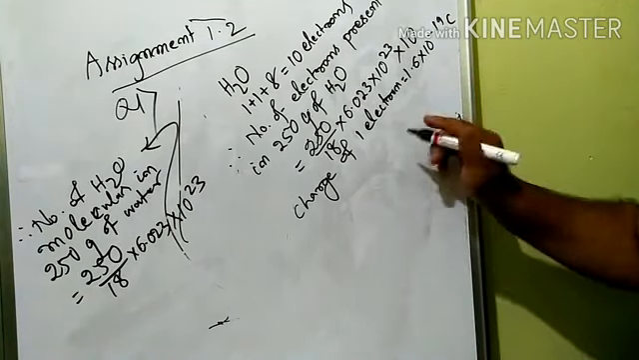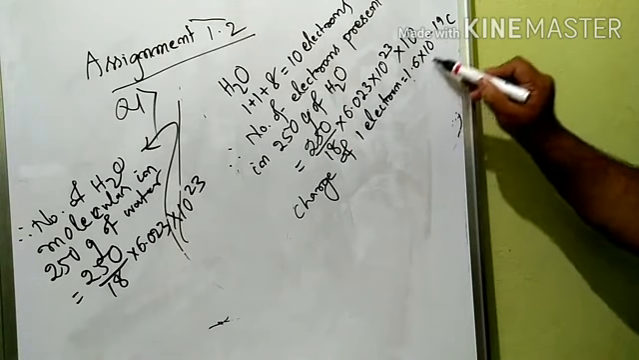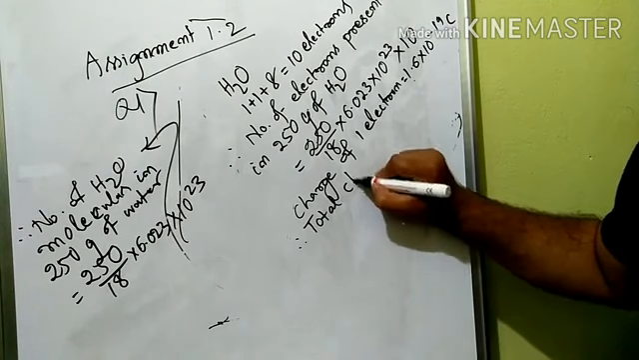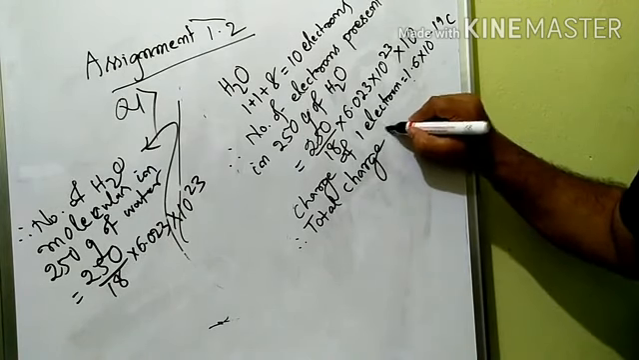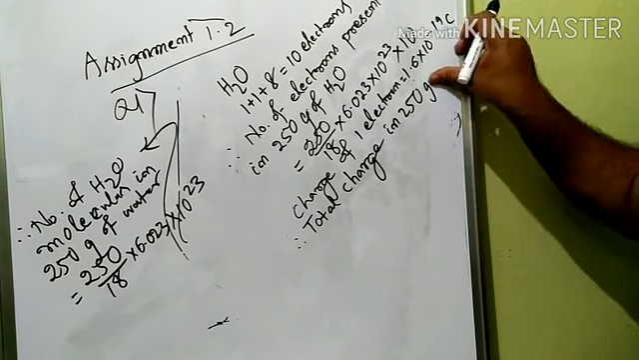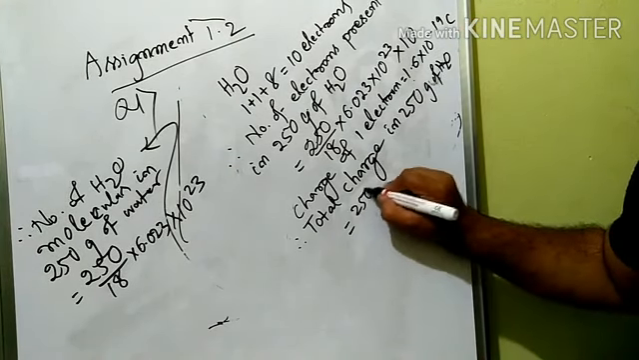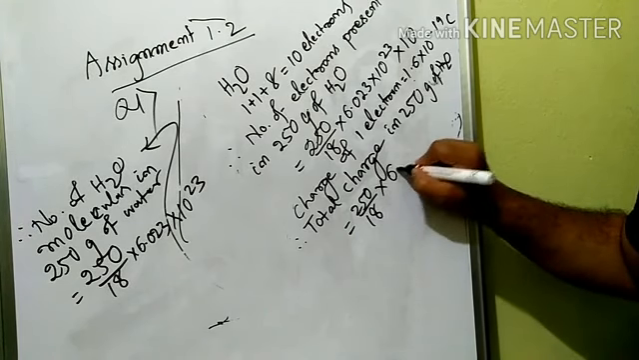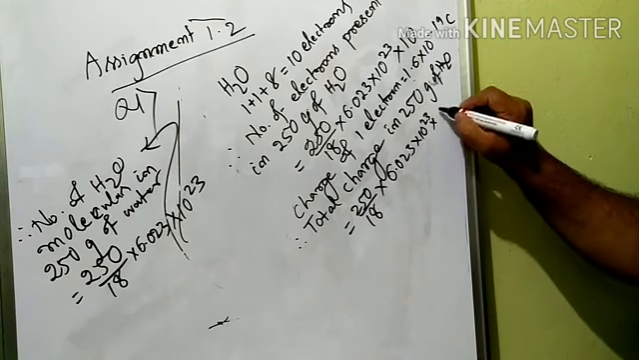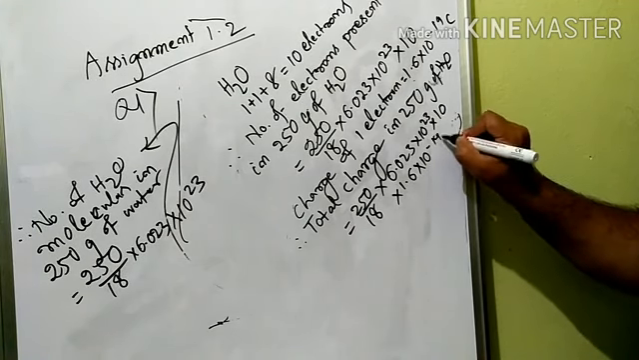Okay. Then if the number of electrons present are these many and one electron carries this much of charge, then total charge in 250 gram of water is equal to how much? 250 by 18 multiplied by 6.023 into 10 to the power 23 multiplied by 10 multiplied by 1.6 into 10 to the power minus 19.